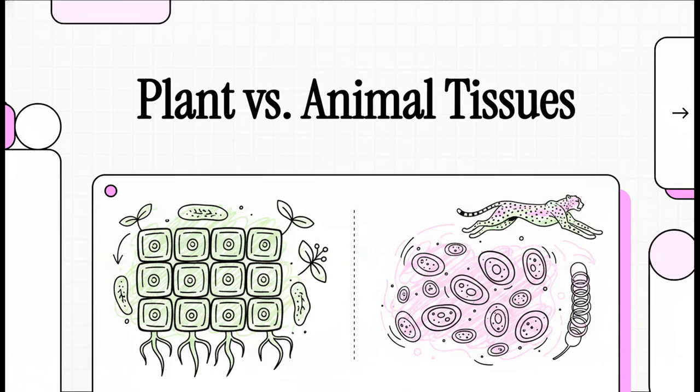Have you ever just stopped and wondered why a tree is built so differently from, say, a cheetah? I mean, one stands perfectly still, just reaching for the sun, while the other is this incredible blur of motion. It seems obvious on the surface, but the real reason for this massive difference goes right down to the microscopic level. So let's dive in and uncover the secret building blocks, the very tissues that define these two amazing and amazingly different ways of life.